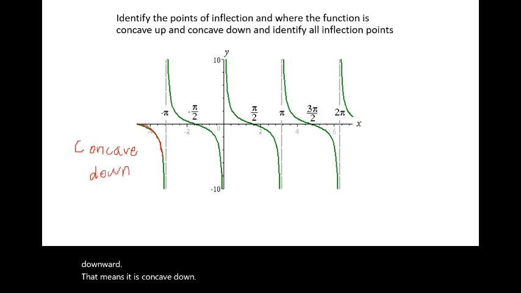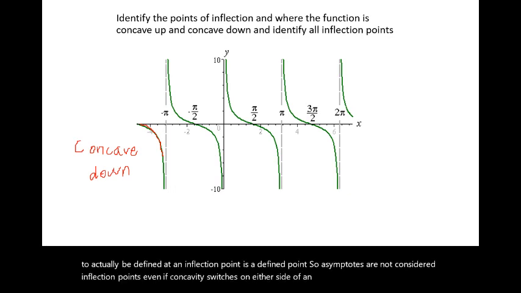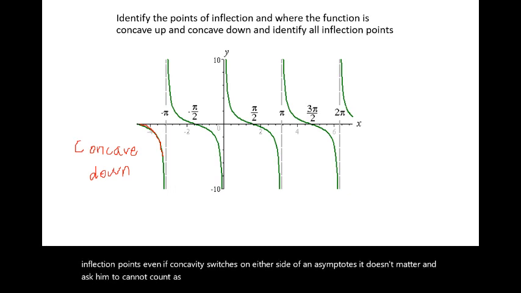Now I do want to point out that inflection points are actual points, which means the point needs to actually be defined. An inflection point is a defined point. So asymptotes are not considered inflection points. Even if concavity switches on either side of an asymptote, it doesn't matter. An asymptote cannot count as an inflection point.